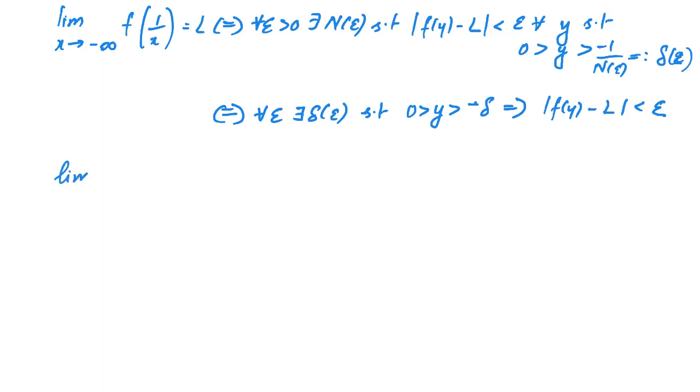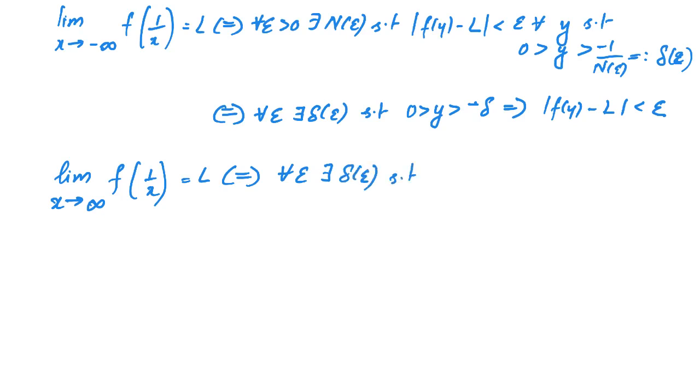Similarly, you can write that limit x tends to infinity f of 1 by x is equal to L if and only if for every epsilon there exists a delta of epsilon such that 0 is less than y is less than delta implies that mod of f of y minus L is less than epsilon.